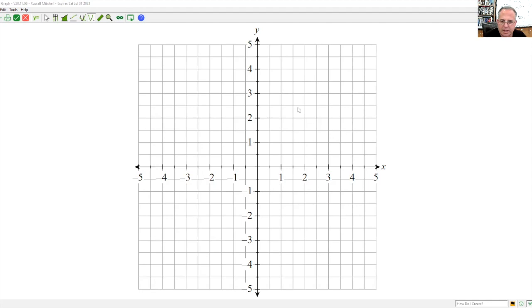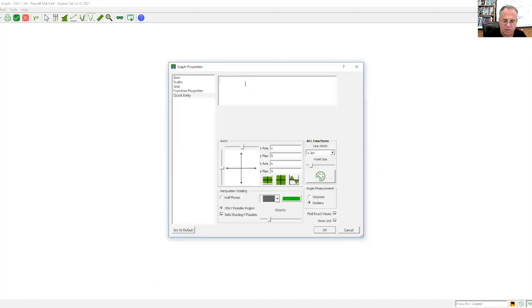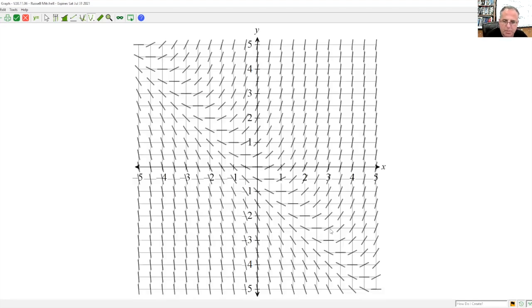So what you're seeing here is a graph, a grid, -5 to 5 on both the X and the Y axis. And I'm going to type in my differential equation. And you don't need to know how to do this part, okay? But it's going to be y prime instead of dy over dx, and it's equal to x plus y. So that's the graph that we just looked at. All right. And what it creates is these little slopes.